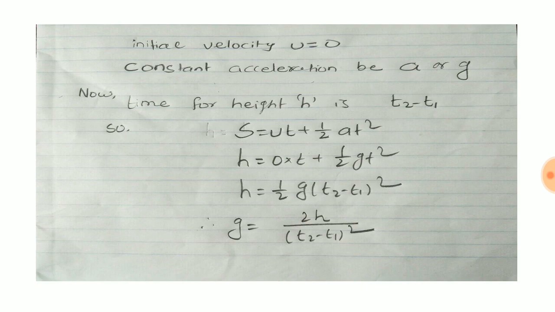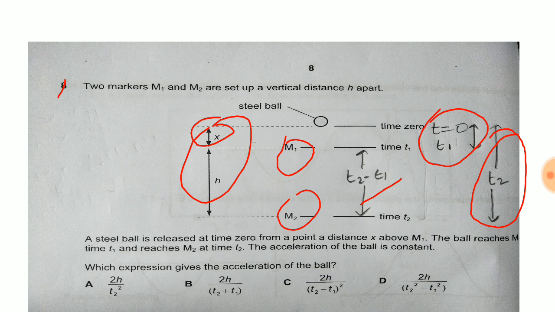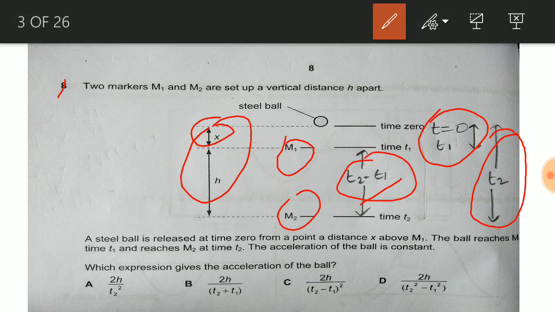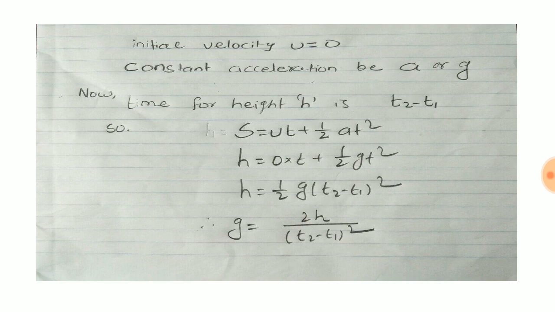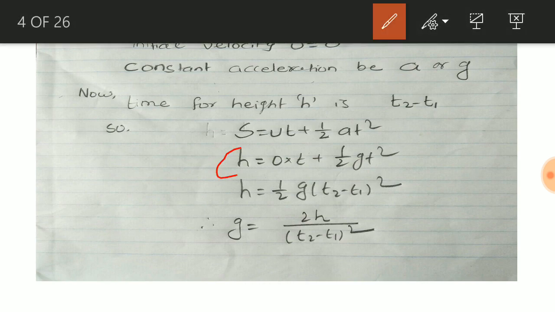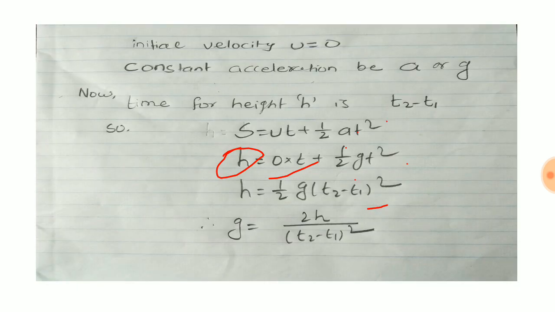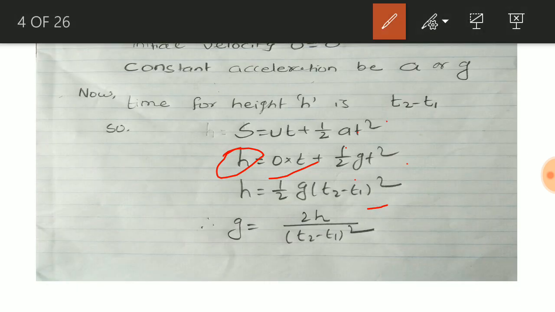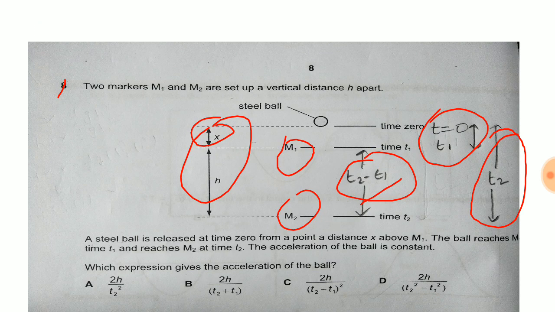See, the time taken for the height h is t2 minus t1, and our formula is s is equal to ut plus half at square. I have written h as s, and initial velocity u is 0, and a can be replaced by g, and t is equal to t. Now our t is t2 minus t1 for the distance h, and we will get the answer g is equal to twice h by t2 minus t1 whole square, which is in option choice C.